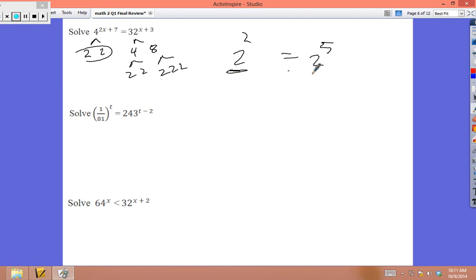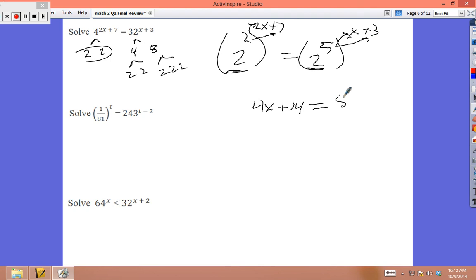Okay, now that your bases are the same, now we can play with the exponents. So, the exponents on this were 2x plus 7, and the exponents on this were x plus 3. So I'm just going to ignore my bases, but now my exponents, if I'm going to put a 2 with the 2x plus 7, you need to times both of them. So it's going to be 4x plus 14. And now if I put a 5 there, I got to times both of them. It's going to be 5x plus 15.